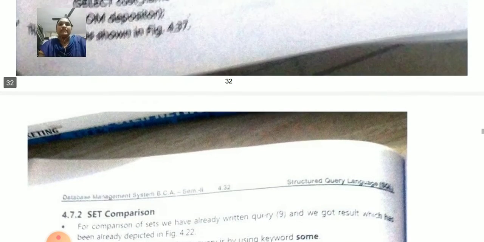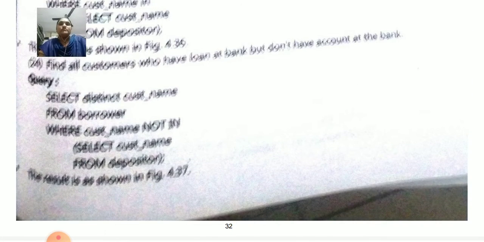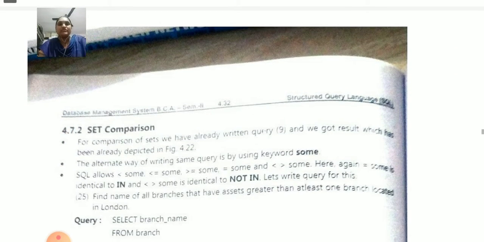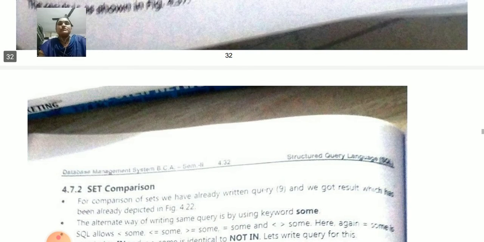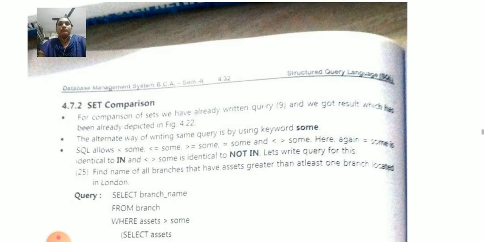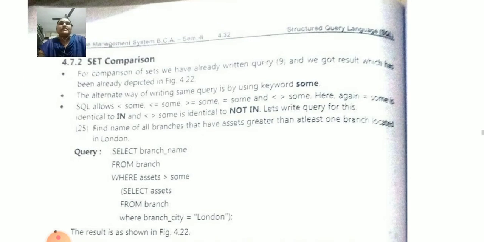Here a query within a query is called a nested query. We have to select the customer name from borrower, where the customer name is not in select customer name from depositor; that type of customer we have to select. That's why for this purpose we use a query within a query, called a nested query. Now we will see detail about set comparison.